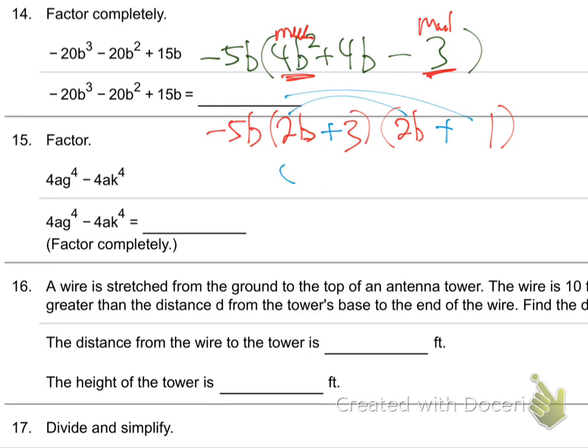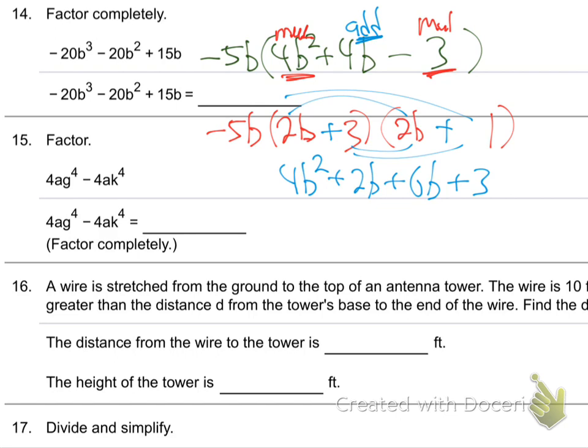2b goes to both. That'd be what? 4b squared plus 2b. This guy goes to both. Plus 6b plus 3. The more you FOIL like that, the quicker you'll get, and the more you'll be able to start seeing them in your head. You'll dream FOIL.